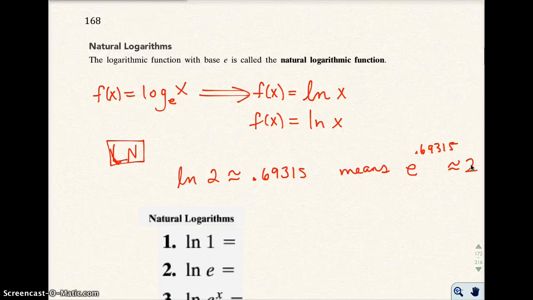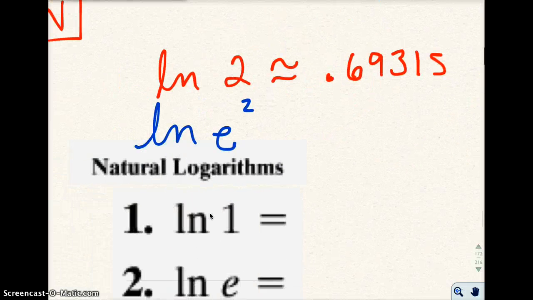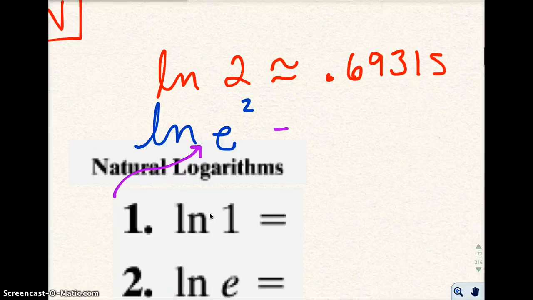The natural log of e to the second power, I don't need a calculator for that, because the base here is e. So this is assumed to be an e here. Right here is e, so it's going to equal 2. There's a little invisible e here that we don't see.